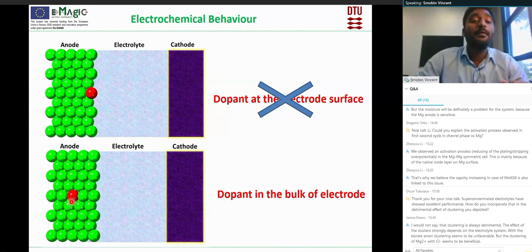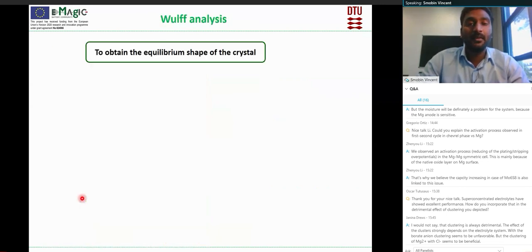So when you have the dopant in the bulk, then at the electrode interface we have a dopant-free surface. The electrode surface is dopant-free. So this surface is similar to pure magnesium. So the dopant doesn't have any role in the electrochemical behavior. So now we are going to analyze whether the dopant prefers to be in the bulk or at the surface. What we want is for the dopants to be in the bulk.